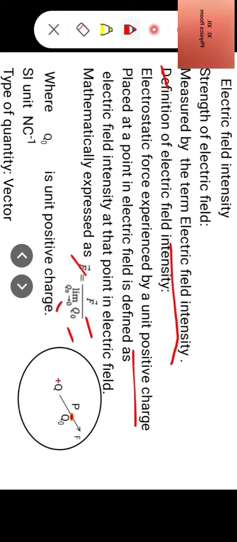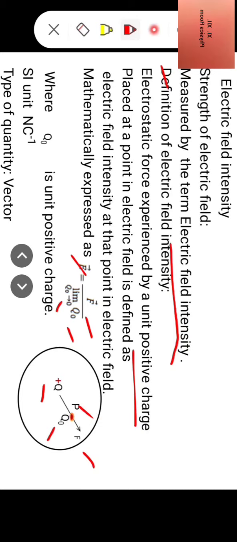Now look at the diagram. Here is a plus Q, a charge placed in any region of space. Let P be the point at which electric field intensity is to be determined. What we do is place a test charge Q naught at this point, and the force experienced by this test charge is the electric field intensity at point P. Mathematically, E equals F by Q naught, limit Q naught approaches 0, where Q naught is a unit positive charge or test charge.